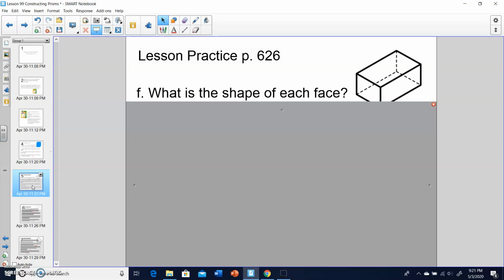What is the shape of each of these faces? Now again, some of the faces look different than others. This one looks smaller than this one, but all of the faces are still rectangles.